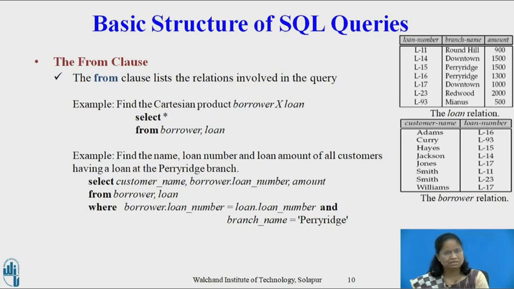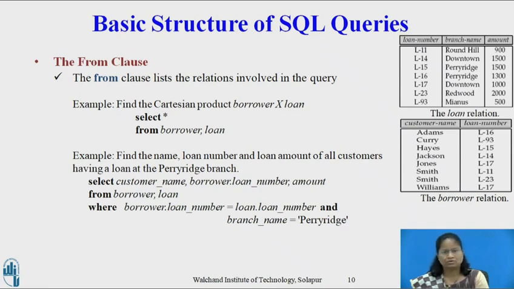The from clause lists the relations involved in the query. Example, find the Cartesian product of borrower and loan. The SQL command is select star from borrower, loan. Second example, find the name, loan number and loan amount for all customers having a loan at the Perryridge branch. SQL command: select customer-name, borrower.loan-number, amount from borrower, loan where borrower.loan-number equals loan.loan-number and branch-name equals Perryridge.